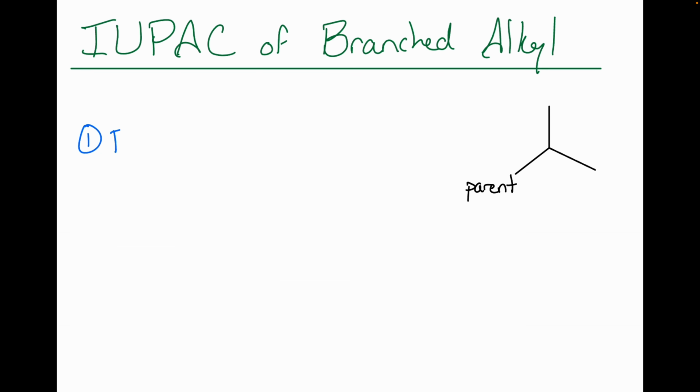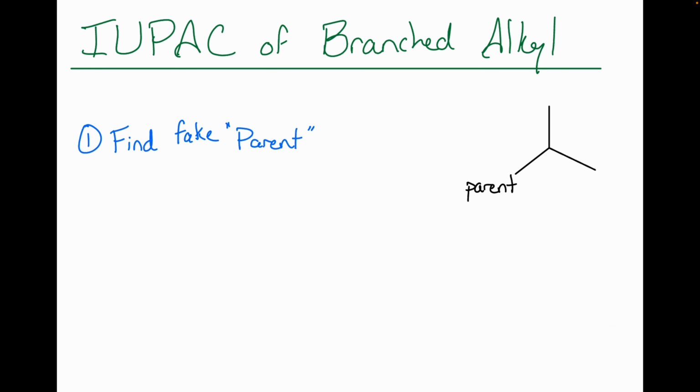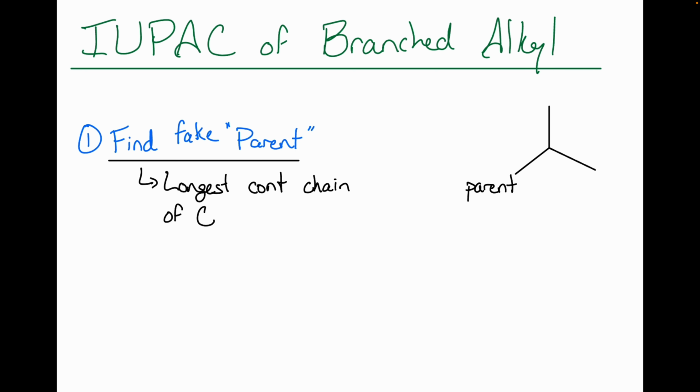So again, we're first going to find what we're going to call our fake parent chain. Parent in parentheses here, because it's not the real parent chain of the whole molecule, that's over here. But within these 3 carbons, we're going to have to name this thing by, again, finding that longest continuous set of carbons. All right, I'm going to add a little bit more onto here, so leave a little bit of room.